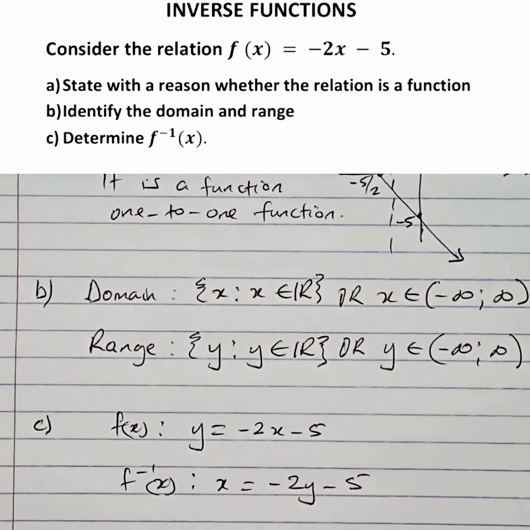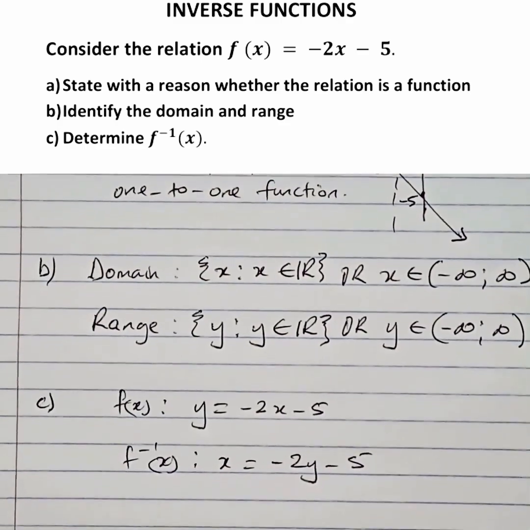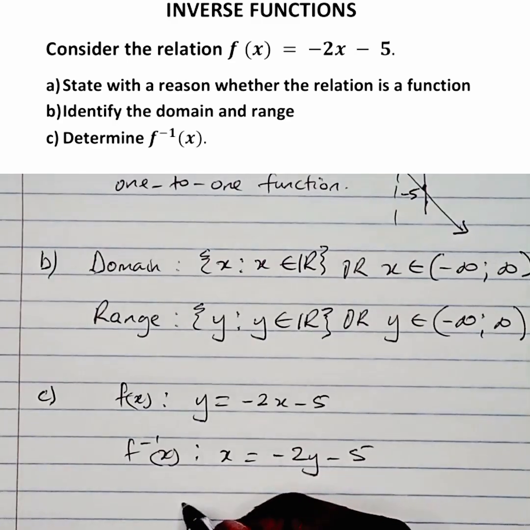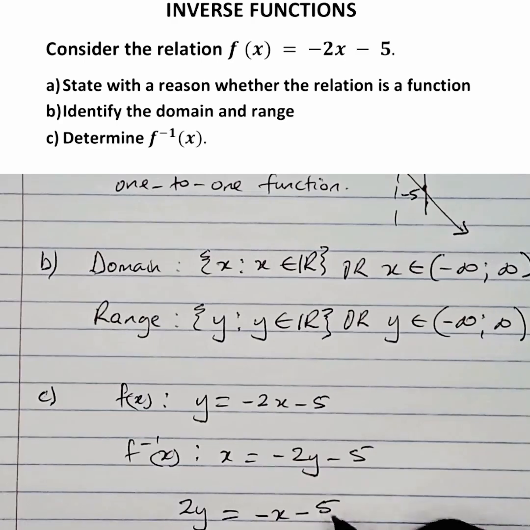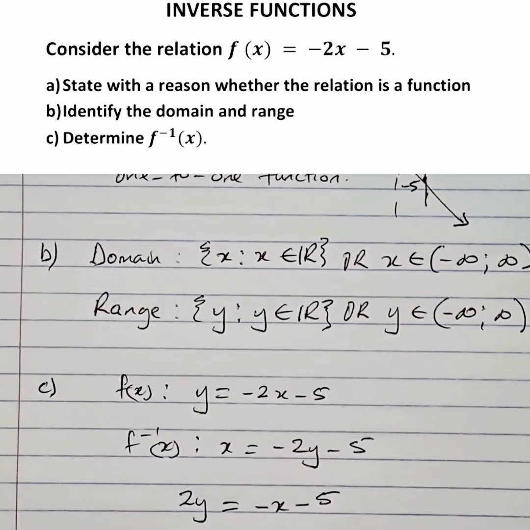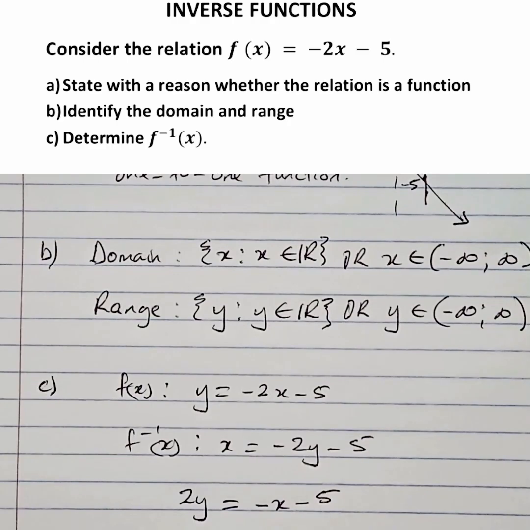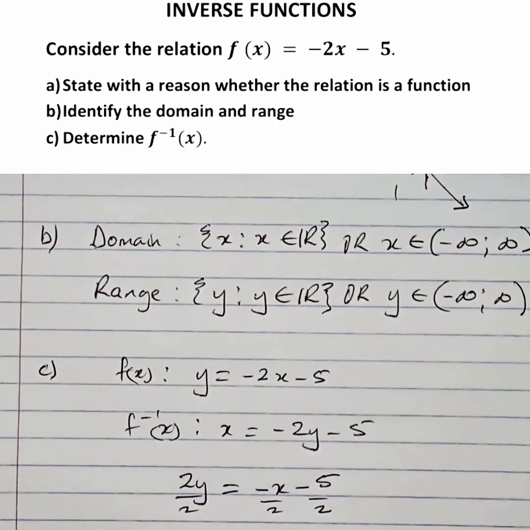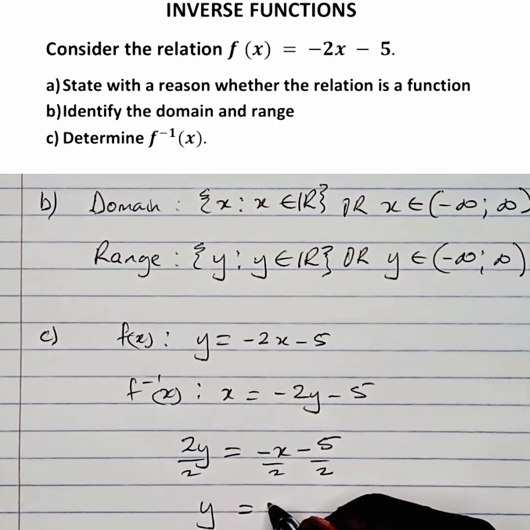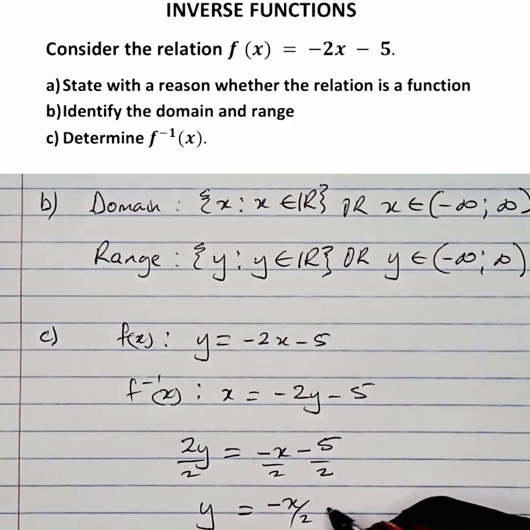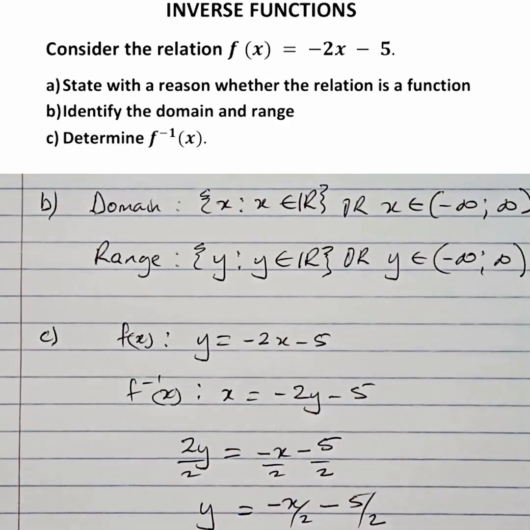Okay, and now from this stage, we are going to make y the subject of the formula. And if we do that, we're going to say 2y = -x - 5, like that. And then we are going to divide by 2 there, by 2, and by 2. And that means we have y = -x/2 - 5/2.